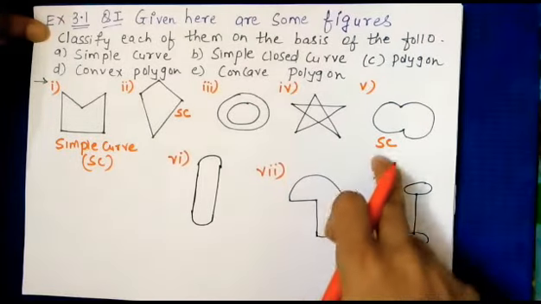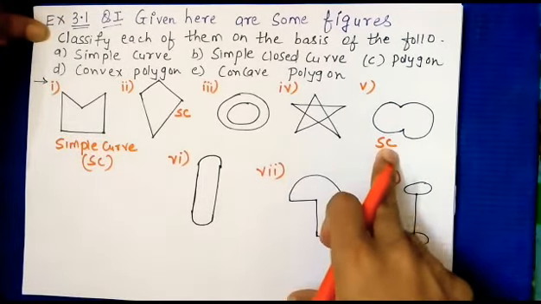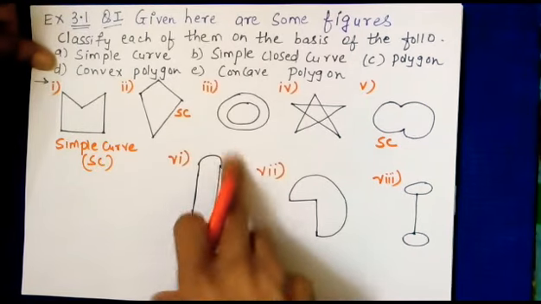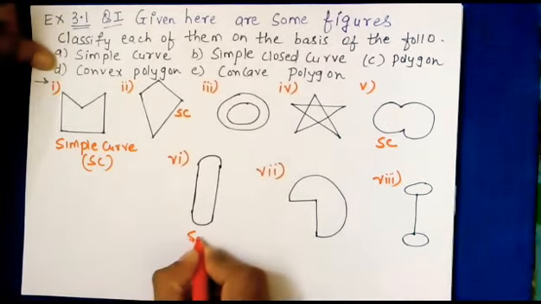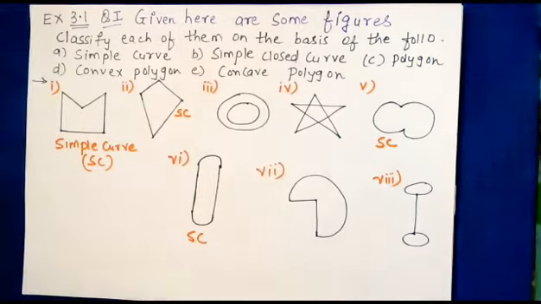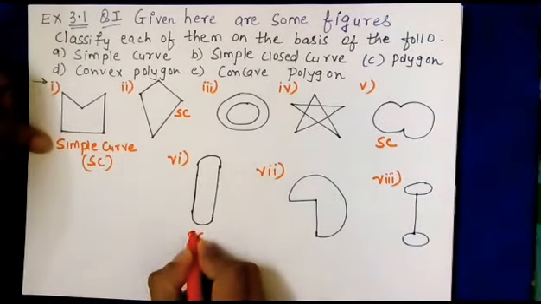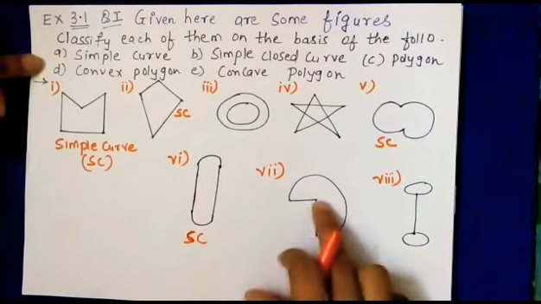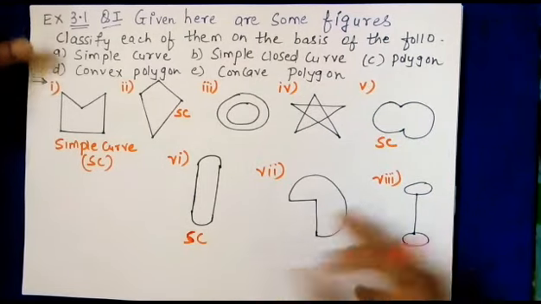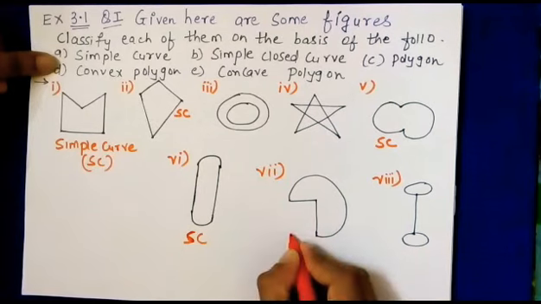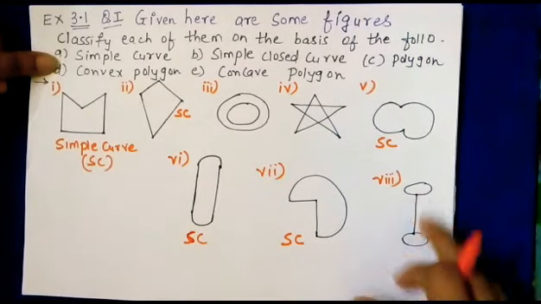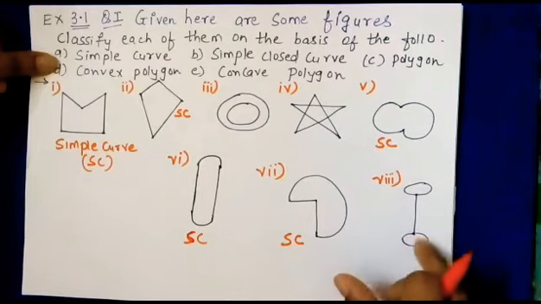So I am writing SC for this fifth one. Now the sixth one. Yes, the sixth one is also a simple curve. So I am writing SC for simple curve. The seventh one is also a simple curve. It is simple, there is no overlapping, and it is a curve also. Now here it is not a simple curve, so this will not come in simple curve.